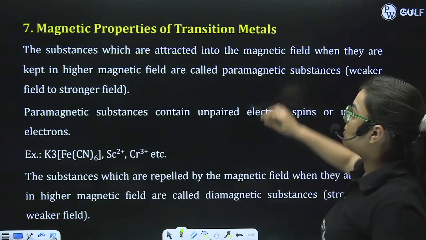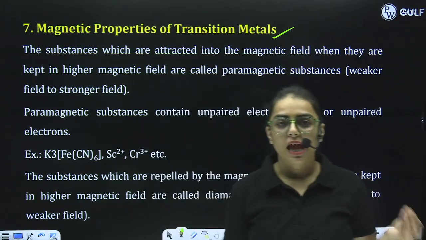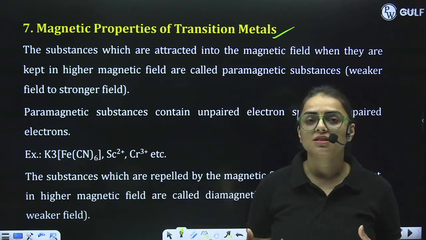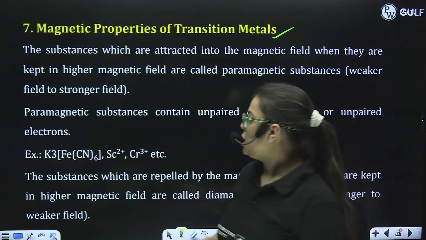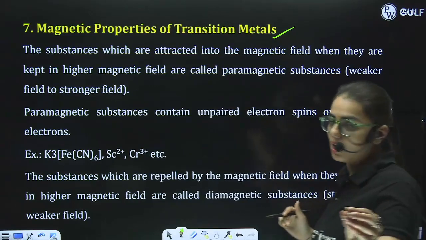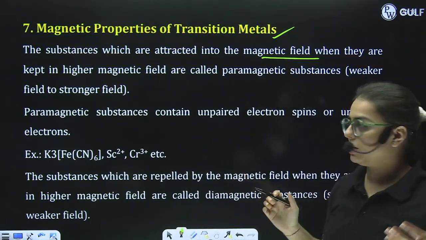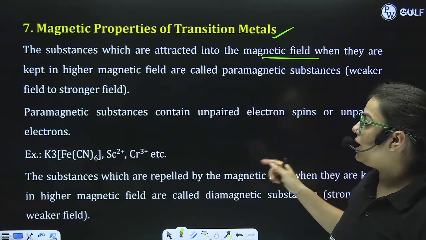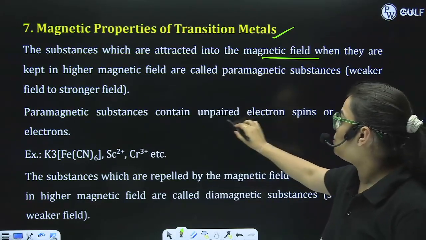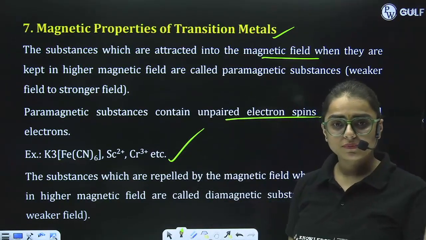Now students, let's talk about the magnetic properties. Now this is also again, you have to see the paramagnetic and the diamagnetic behavior, which only and only depends upon the number of unpaired electrons, right? So in the paramagnetic case, we will be saying that these are those substances that are attracted into the magnetic field when they're kept in a higher magnetic field, right? So basically, paramagnetic substances contain unpaired electrons, right? And there are few examples for them as well.